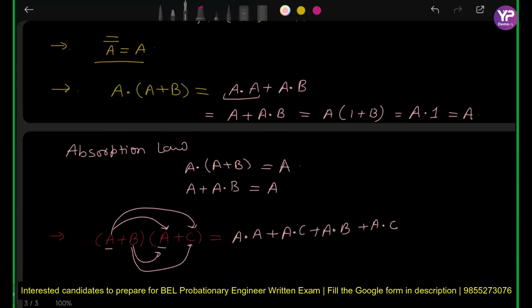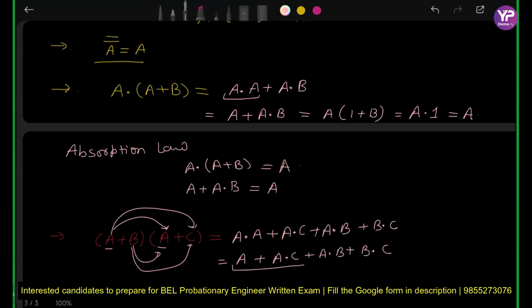Yes, sir. Oh, sorry. This is B and C. The last one is B and C. Okay. The first term is A and A, then A and C, then A and B, then B and C. Check it. Is it correct? Yes.